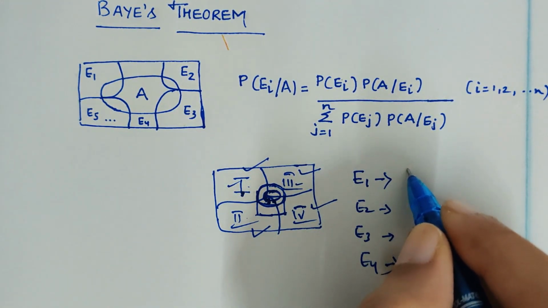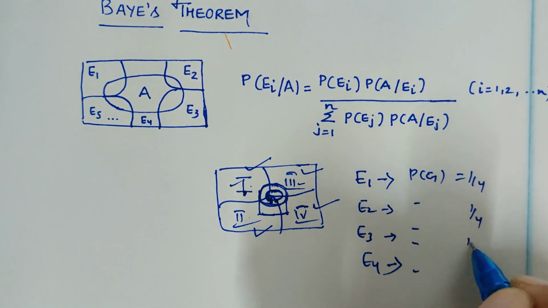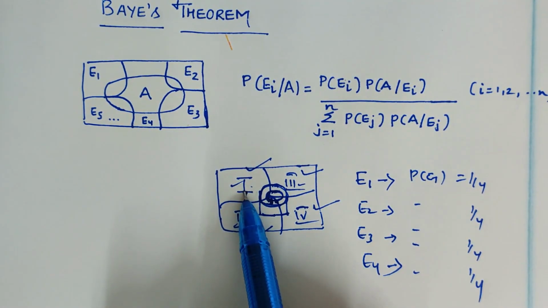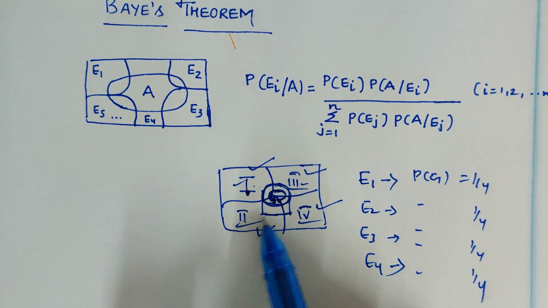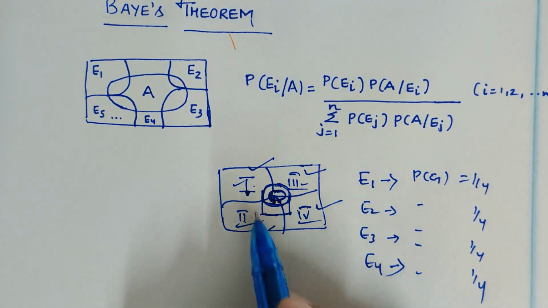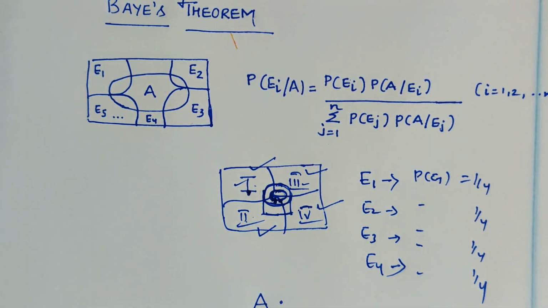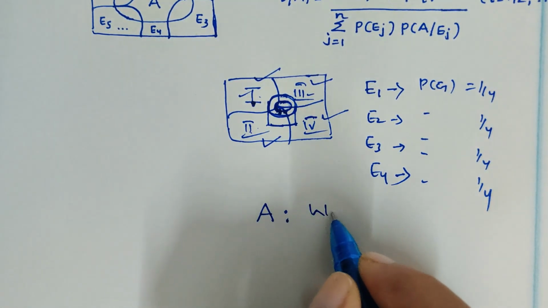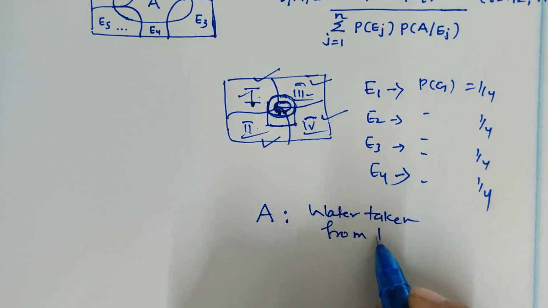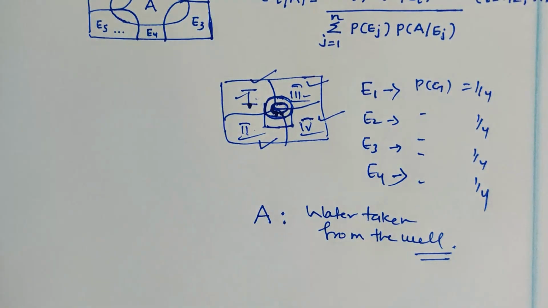An individual probability we can also determine, like 1/4, 1/4, 1/4, isn't it? The probability of the first house out of 4 is 1/4, and similarly for the other 3, 1/4. Now this is the common associated event. Water taken from the well is the common event which is shared among the 4 houses, done by all 4 houses.